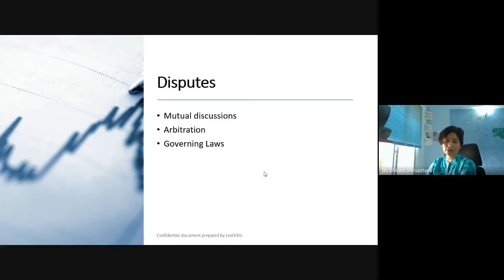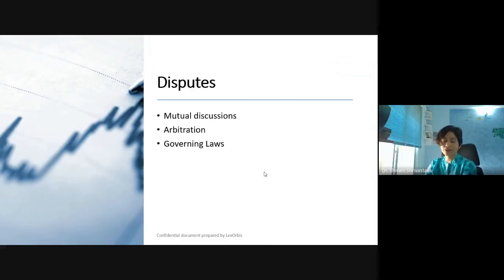So this is also an important part of the license agreement. What will happen if there is a dispute between the parties at a later stage? A dispute can be related to anything. It can be related to the payment of royalty or fee, where the licensee is not paying the royalty in time, or is not paying the royalty amount which was accepted during signing the agreement.